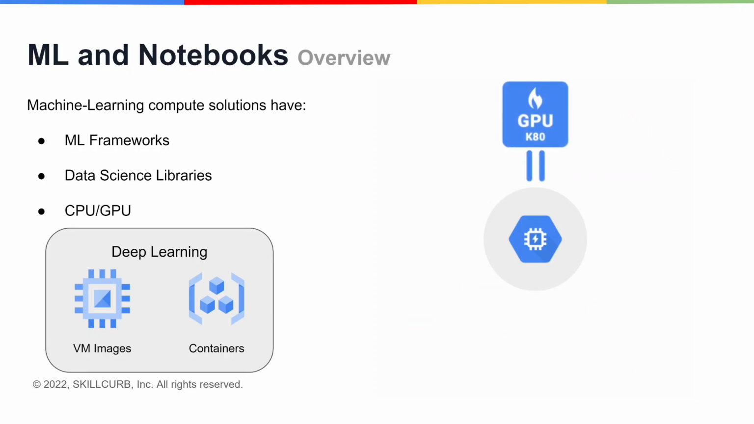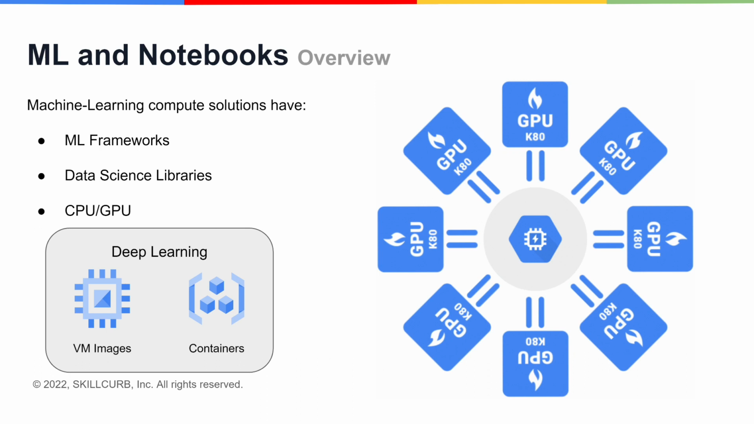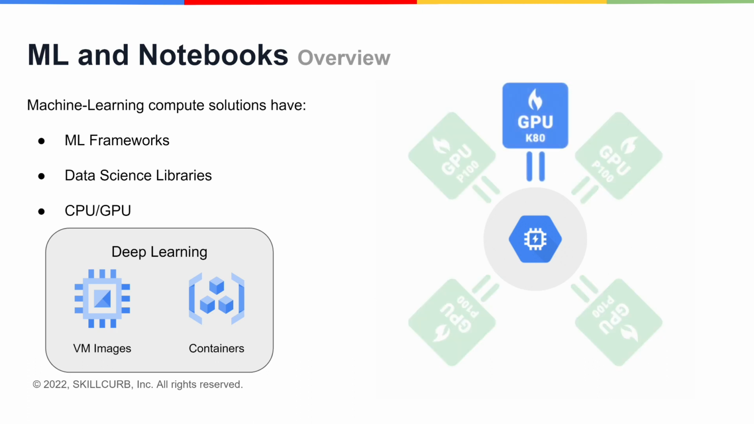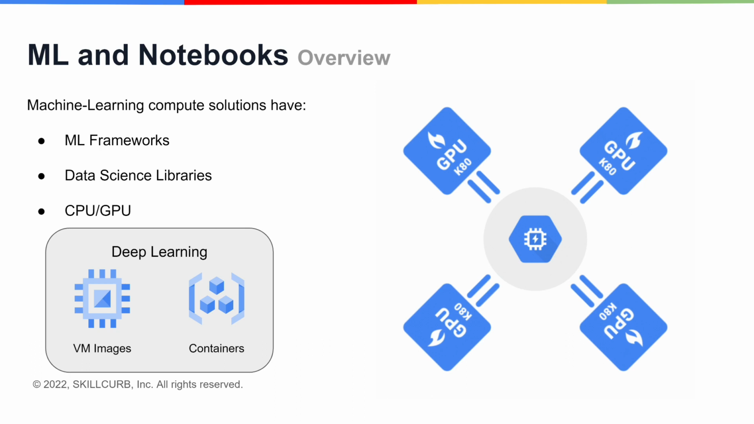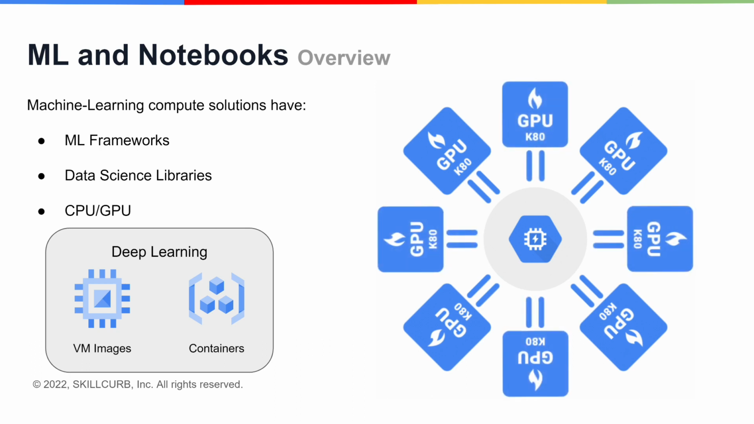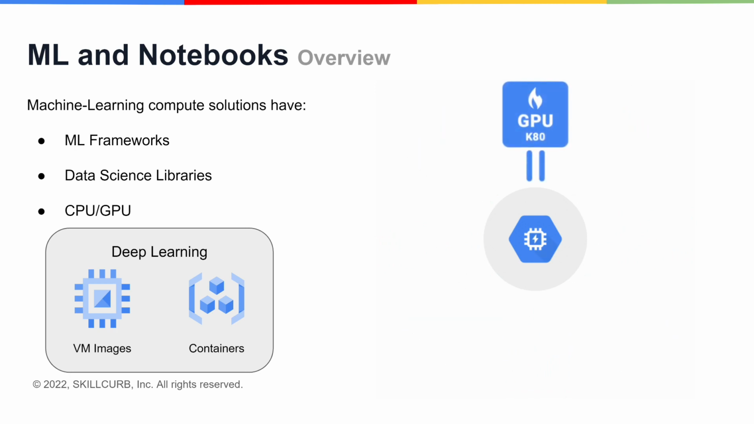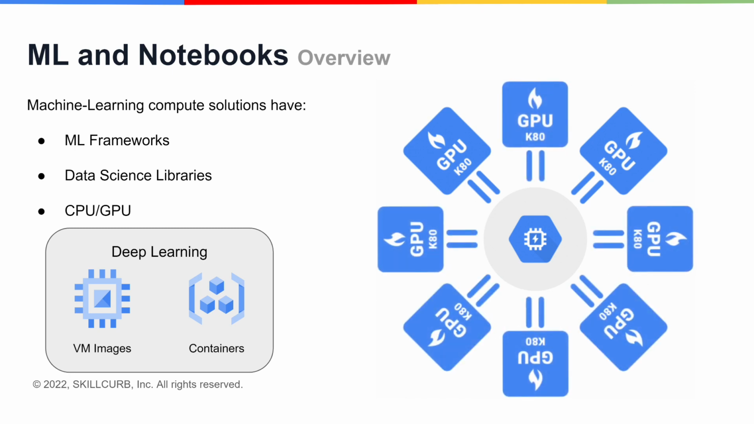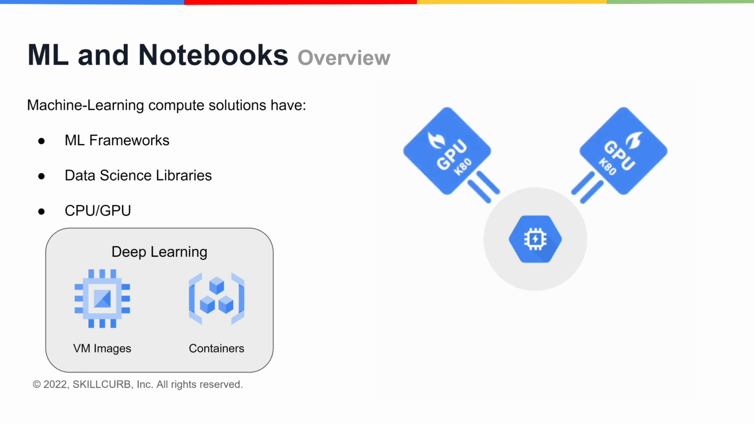The process of preparing, training, tuning, and predicting machine learning models requires using computing that is specifically optimized for machine learning and deep learning workloads. Machine learning compute solutions will provide machine learning specific frameworks, data science libraries, and either a CPU or a GPU. GPUs being the more powerful yet more expensive option. Generally, GPUs are better suited for deep learning tasks. For deep learning, there are specific VM images and containers that are better suited to deep learning tasks than machine learning tasks. With cloud GPUs, you can add GPUs to your workloads for machine learning, scientific computing, and 3D visualization.